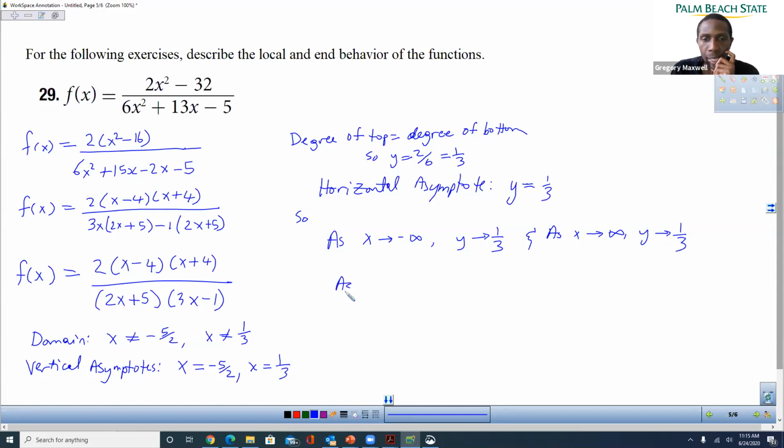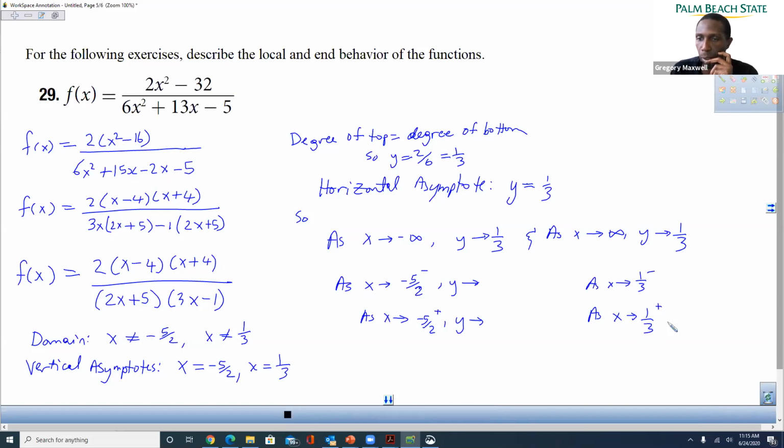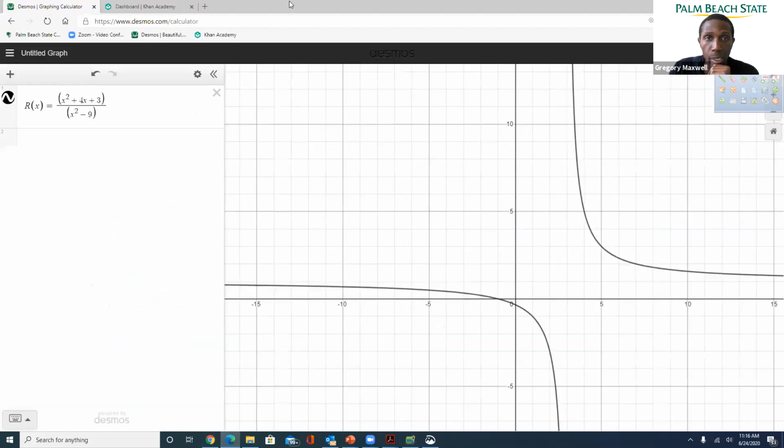Now, as x approaches -5/2 from the left, the y value either goes to positive or negative infinity. As x approaches -5/2 from the right, the y value still approaches either one of those. As x approaches 1/3 from the left, or as x approaches 1/3 from the right, we also have some answers. So let's see how we get those answers. And I know we're basically out of time, but let me show it to you in GeoGebra. This is what you will need to do to get a quick response.